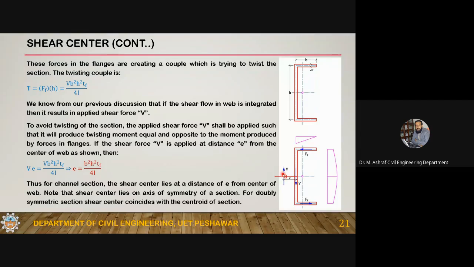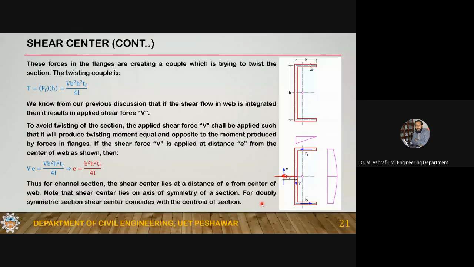Now, one thing about the shear center is that it always lies on the axis of symmetry. In this case, this horizontal axis is the axis of symmetry. For a doubly symmetric section, since the centroid also lies on the axis of symmetry, the shear center and the centroid coincide with each other.